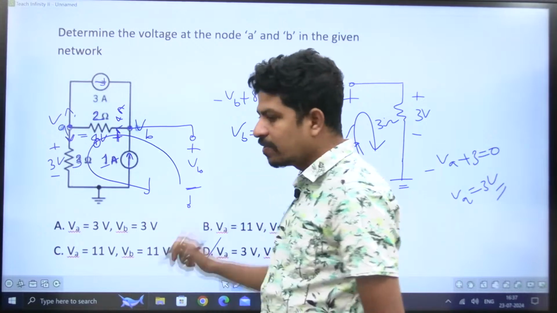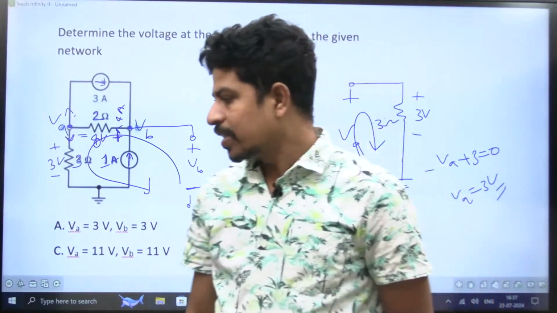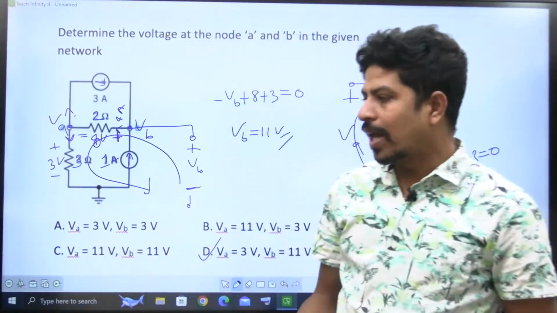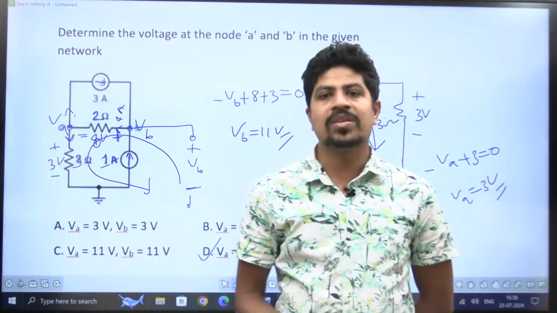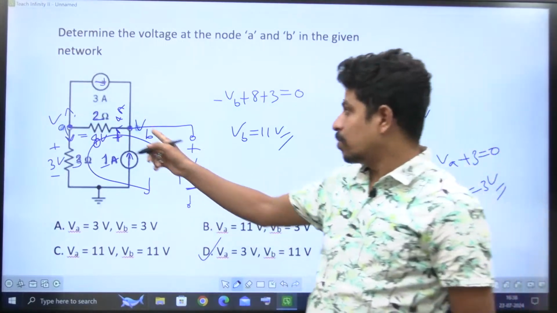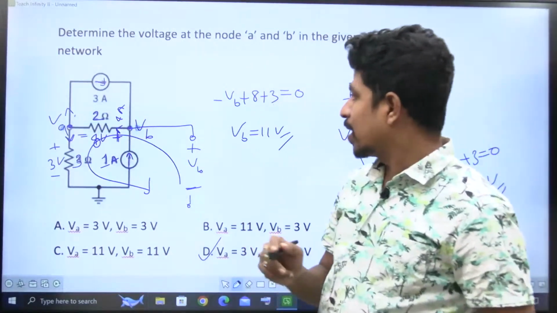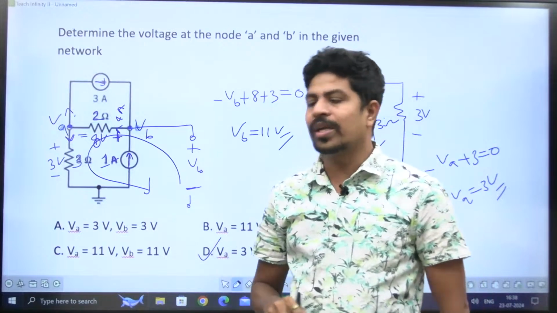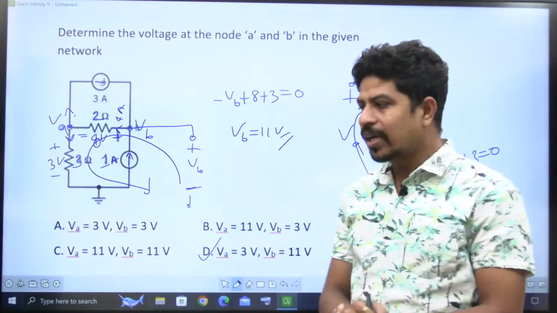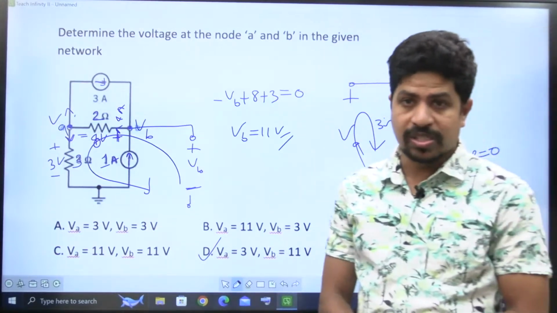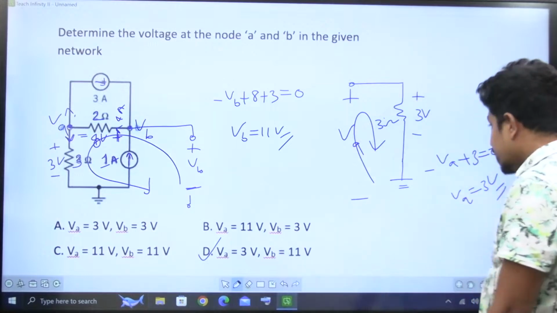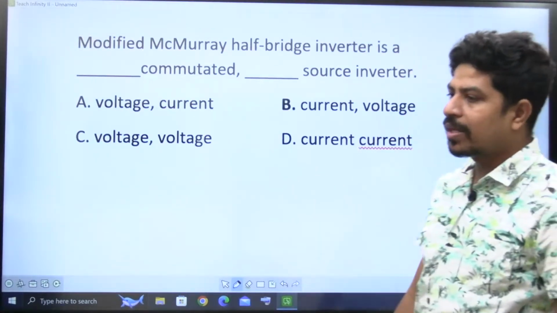Option is D. D for Delhi. Yes, I took that value wrong. The current I took correctly as 4 amperes, but I was unable to see this 2 ohms properly. That's why I took it as 1 ohm unknowingly. Therefore, I wrote it as 4 ohms, right? But I think all of you understood the procedure, right? Practice 2 to 3 questions of the same kind, then you will get it very easily.